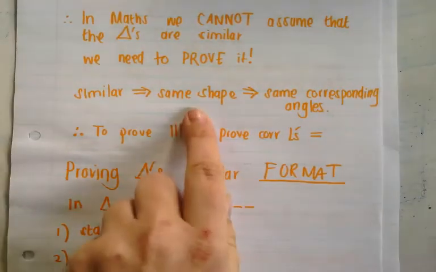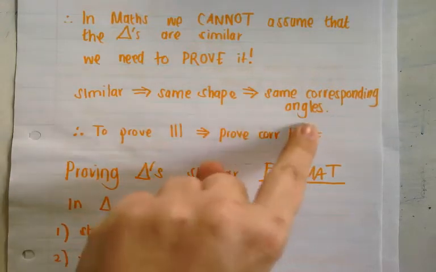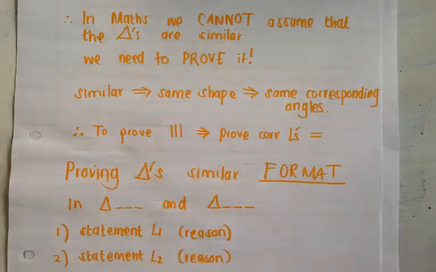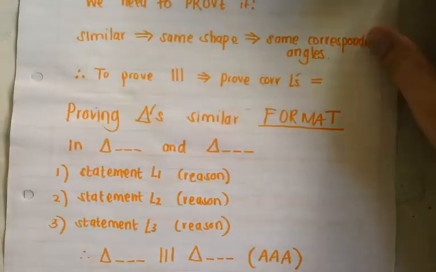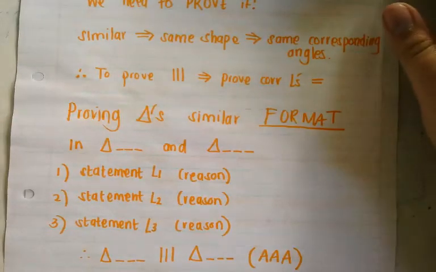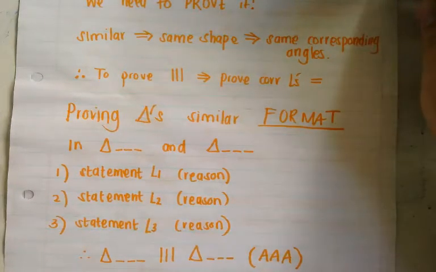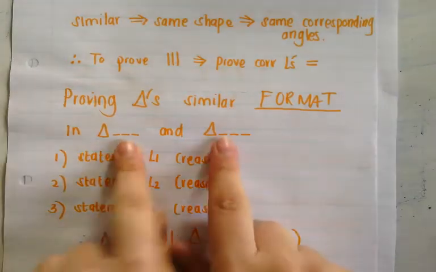Similarity, we are proving the same shape, and to prove the same shape we use angles. So proving similarity means proving angles are equal, and that we have a very specific format for it. Like I said yesterday, if you don't get the format right, you don't get your marks. Simple as that. When we are proving similarity, we are comparing two triangles.